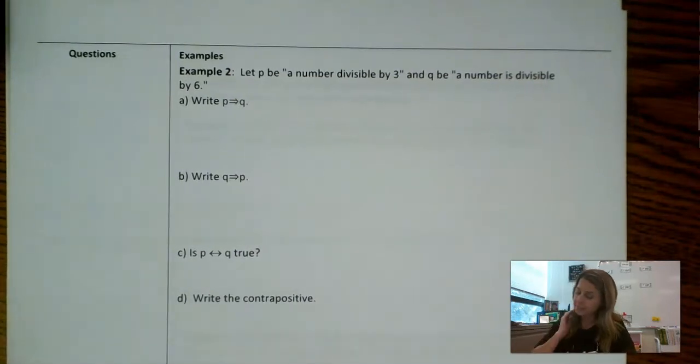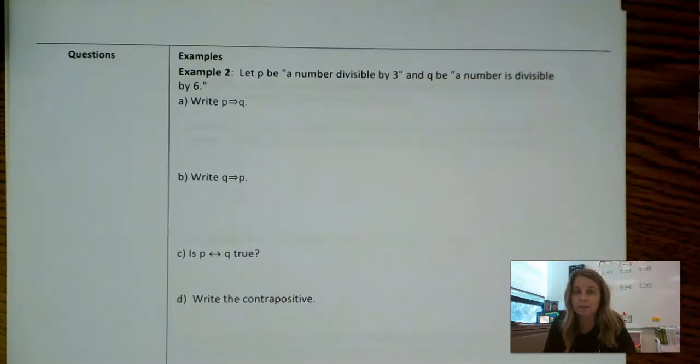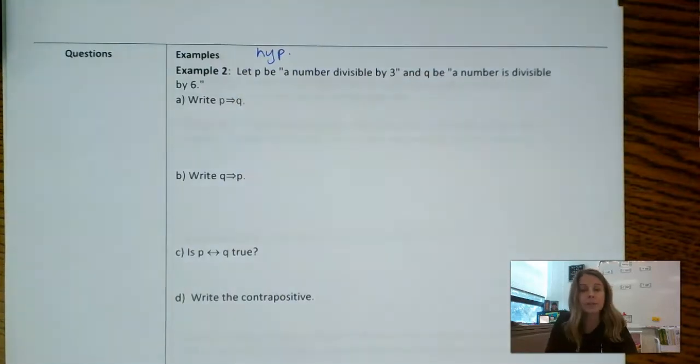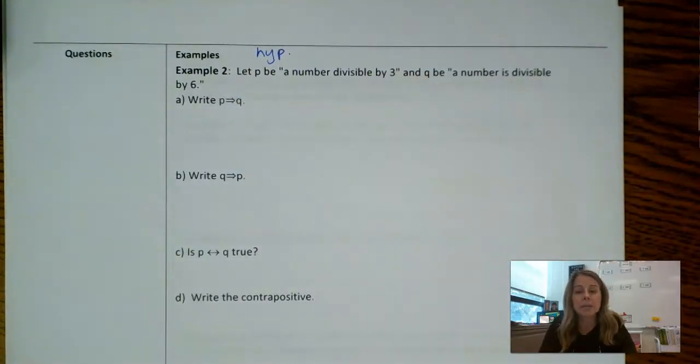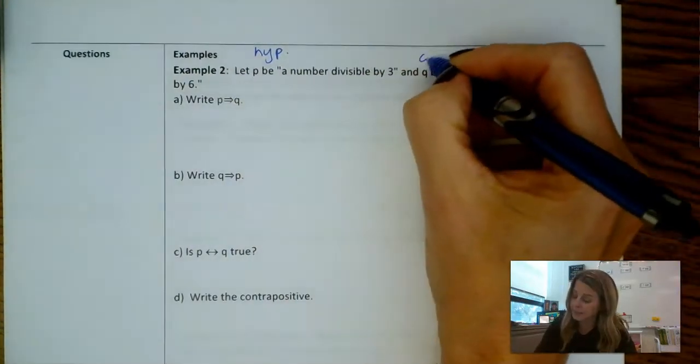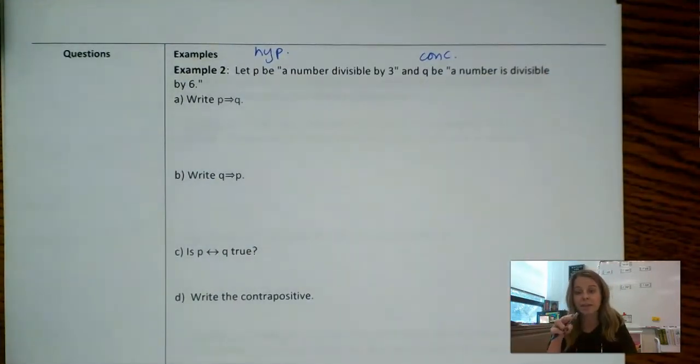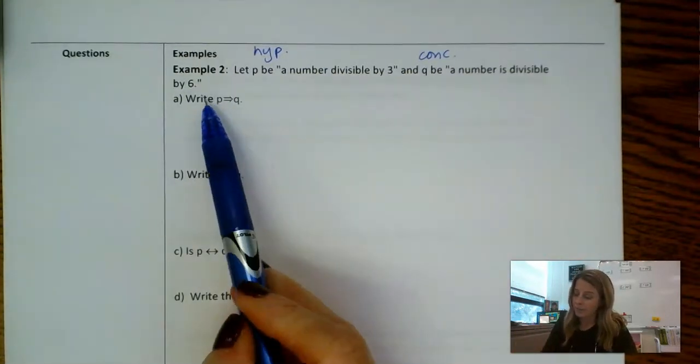Okay, let P be a number divisible by 3. So that's our hypothesis. Remember, hypothesis is the P part. And Q be a number divisible by 6. So that would be our conclusion. So we're thinking if-then for hypothesis and conclusion. All right, letter A, right?